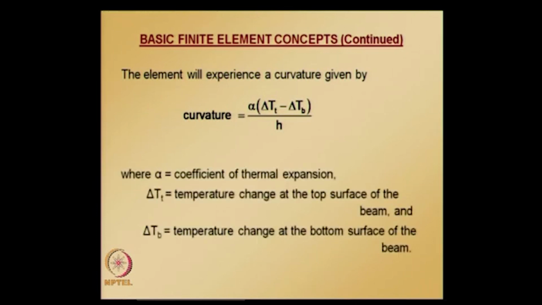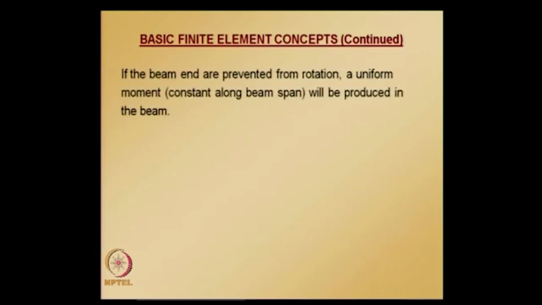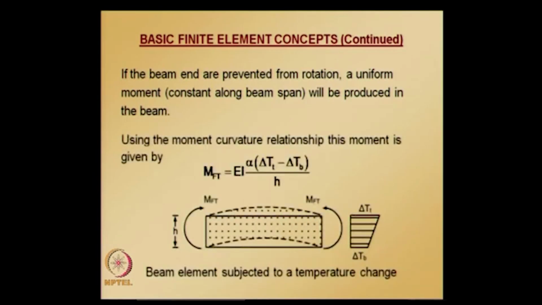And so this is what I just mentioned. If the beam ends are prevented from rotation, so whenever there is a curvature, the beam tries to undergo some rotation, a uniform moment which is constant along the beam span will be produced in the beam, and this moment is given by this one.